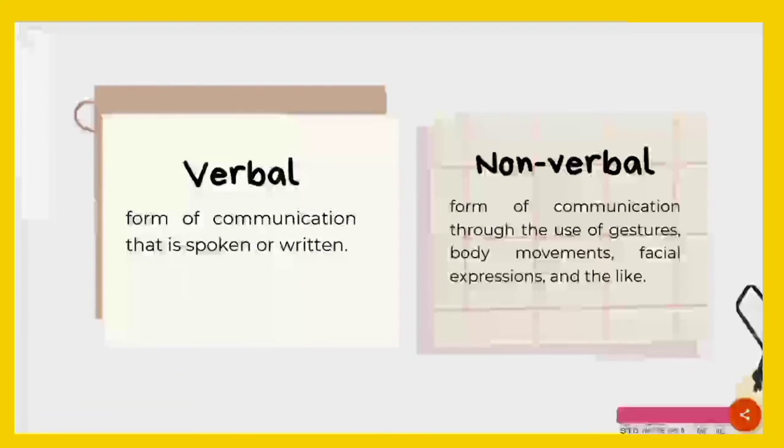Verbal language is a form of communication that is spoken or written. In written communication, the language is scribbled in any space or material using a prescribed structure, namely phonology, morphology, syntax, semantics, and pragmatics. In oral communication, the language is spoken. Next is the nonverbal language. Nonverbal language is a form of communication through the use of gestures, body movements, facial expressions, and the like.